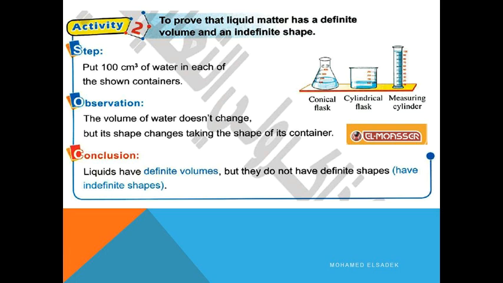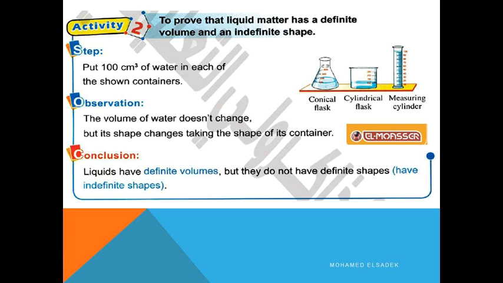Activity number 2. What is the objectives of activity number 2? To show that liquid matter has a definite volume and indefinite shape. عشان يثبت لك ان المية لها حجم ثابت ولكن ليس لها شكل ثابت. Step: put 100 cubic centimeter of water in each of shown containers. حضرتك هتضع 100 cubic centimeter of water في كل إناء من الأواني اللي قدامك دول.